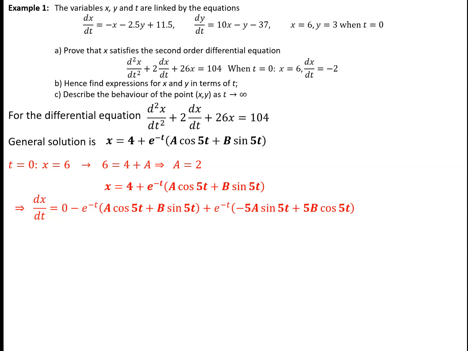Using the product rule to differentiate the expression for x, we've got dx by dt is equal to 0, that's the derivative of 4. The derivative of e to the minus t is minus e to the minus t times the a cos 5t plus b sin 5t left alone, plus e to the minus t times the derivative of the bracket, and the derivative of the bracket is minus 5a sin 5t plus 5b cos 5t.